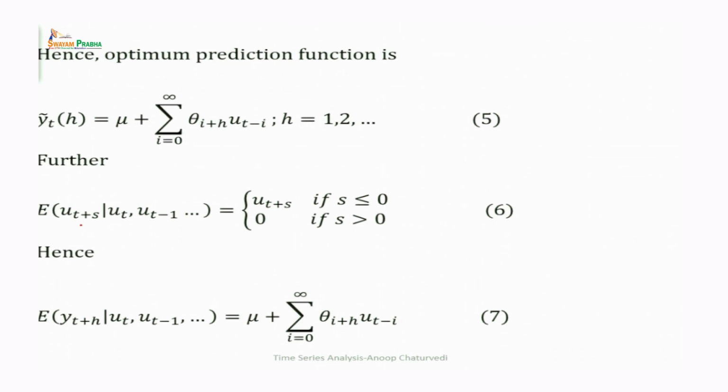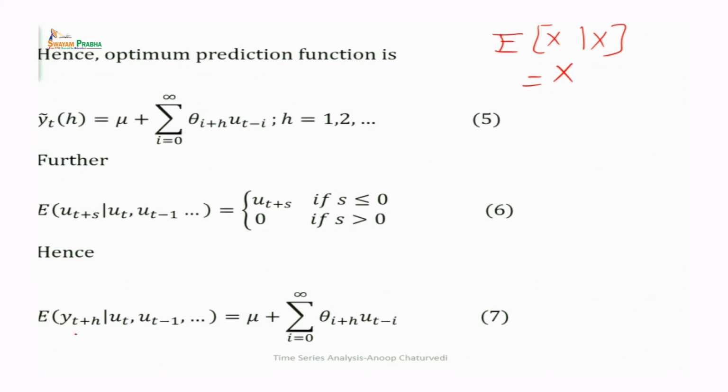Again, expectation of u t plus s given u t, u t minus 1, and so on, is equal to u t plus s for s less than or equal to 0. If s is negative, say for example, if you take s equal to minus 1, then you get expectation of u t minus 1 given u t minus 1, and expectation of any random variable x given x is obviously equal to x. So, you get u t plus s if s is less than or equal to 0, and it is 0 for s greater than 0.